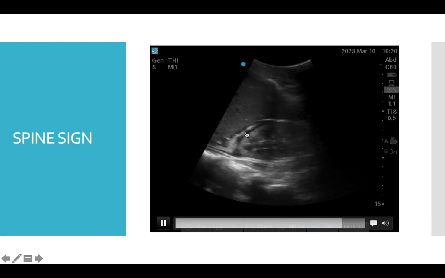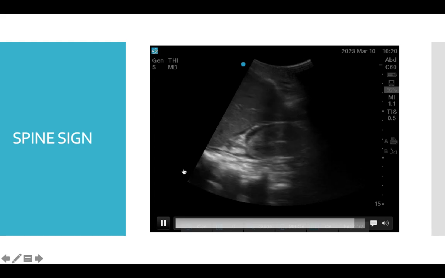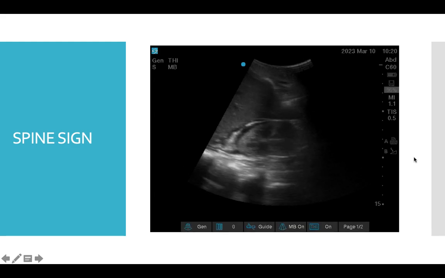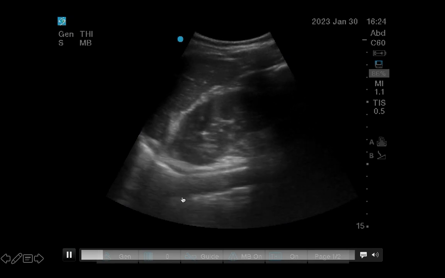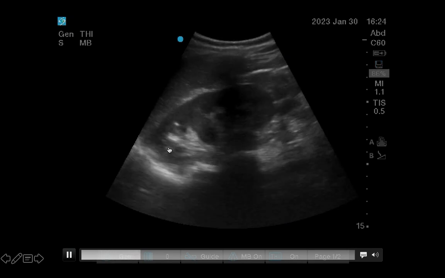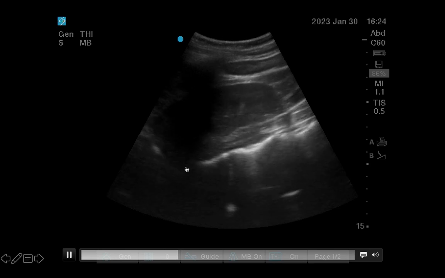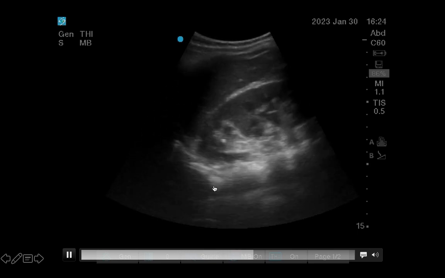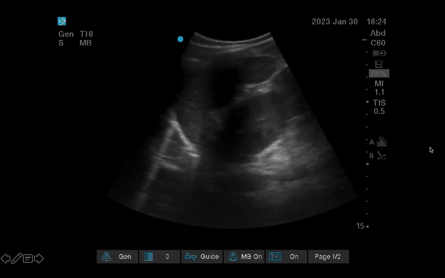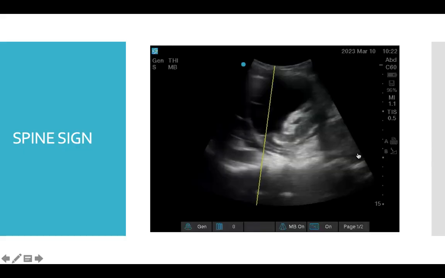So here you can see there is a fluid collection in Morrison's pouch, and you can see the fluid collection inside the pleura also. If we go to the next slide, this is the normal scan in the left upper quadrant view. This is the spleen, this is the kidney, and this is the diaphragm. Again, you can see the spine up to the level of diaphragm, but towards the lung we cannot see the shadow of the spine. But if there is again a pleural effusion, we will see in the next video.